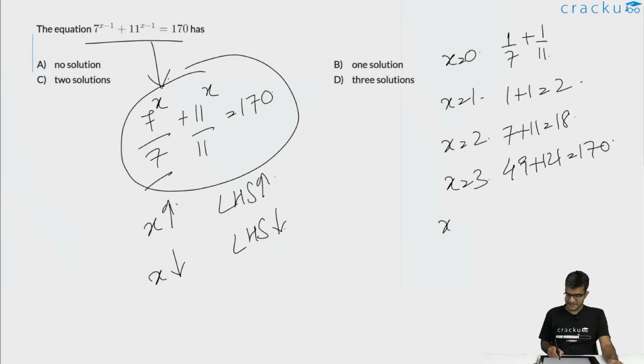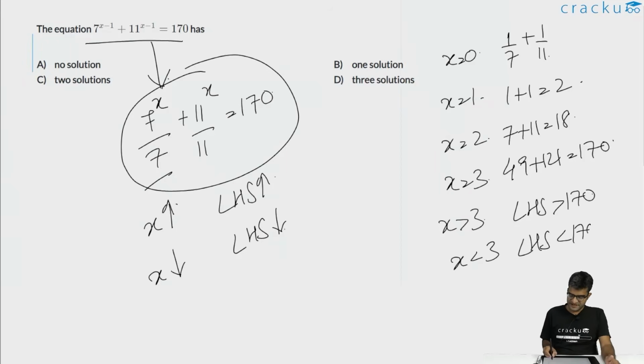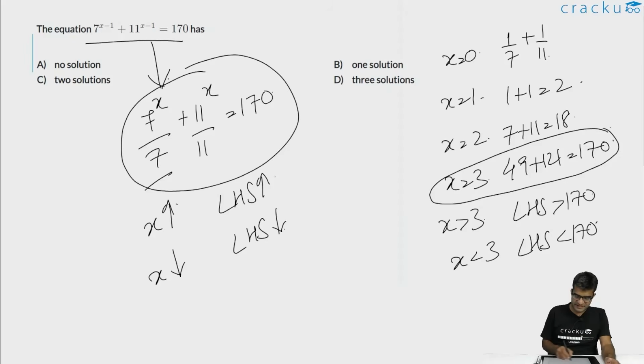And when x is greater than 3, the left hand side is greater than 170. And when x is less than 3, the left hand side is less than 170. It will equal 170 only when x is equal to 3. So the answer for this question is that it has exactly one solution, and that is x is equal to 3.